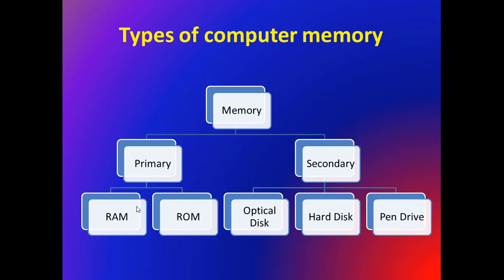And in the secondary memory, there are also some types: optical disk, hard disk, pen drives. Optical disk, your CDs and DVDs are part of optical disk. Hard disk, that is the storage device, large storage device. Pen drive, I think you have seen a pen drive. Sometimes you also see it on my neck, always with me.